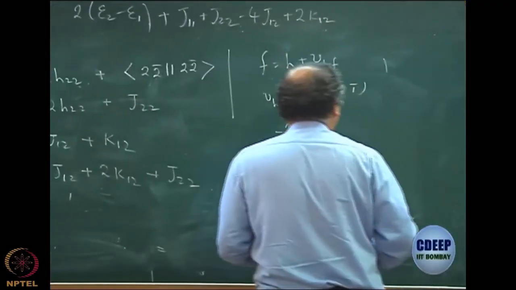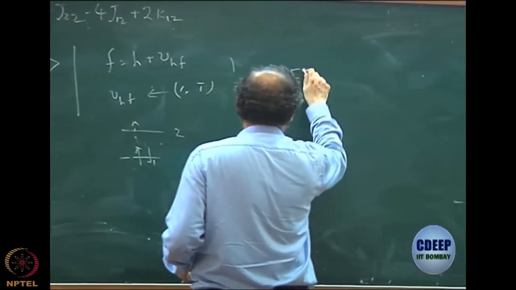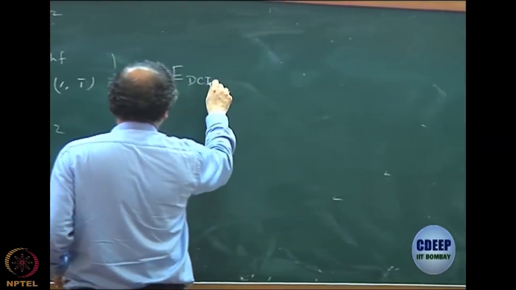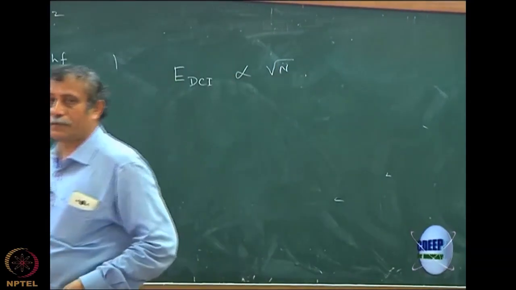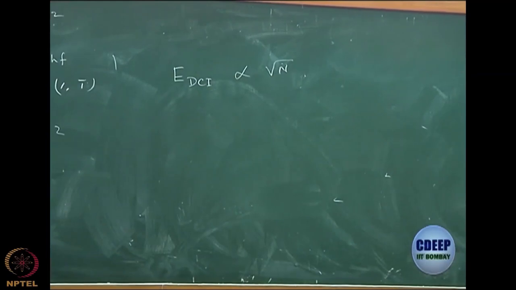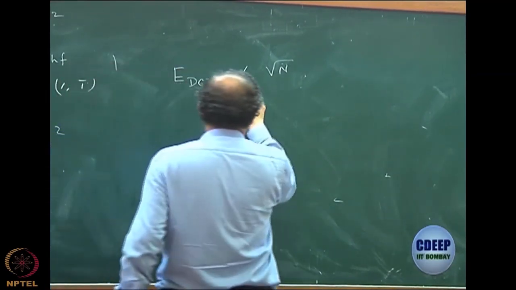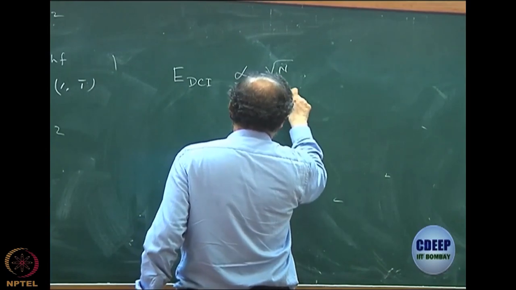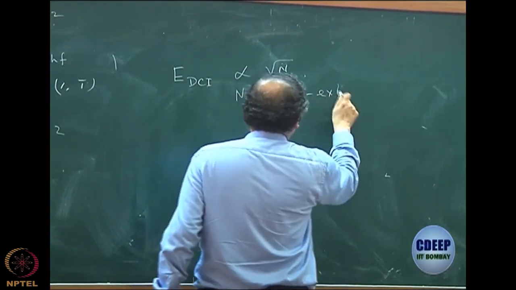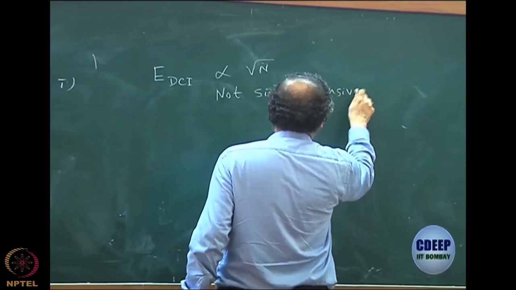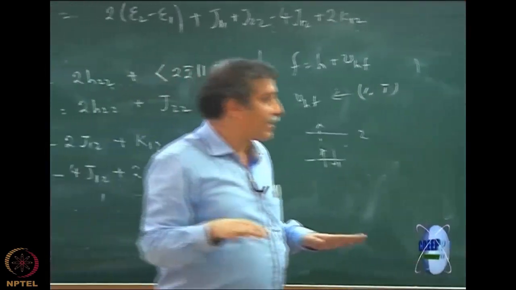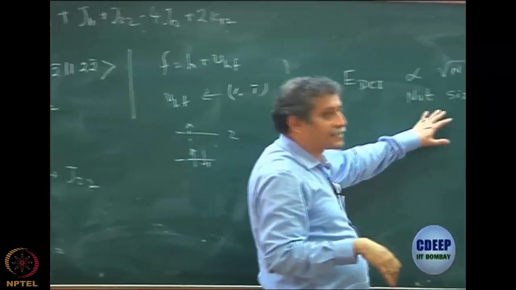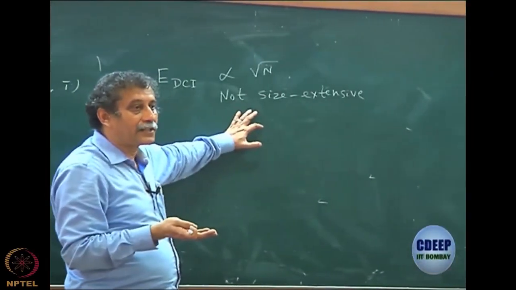So I think in the last class yesterday, we actually ended by saying that E DCI is proportional to square root of n. That was one of the main things that we did, and hence it is not size extensive. Note again that we made a distinction between size extensive and size consistent. In this case, the fact that it is not size extensive is also related to the fact that it is not size consistent.